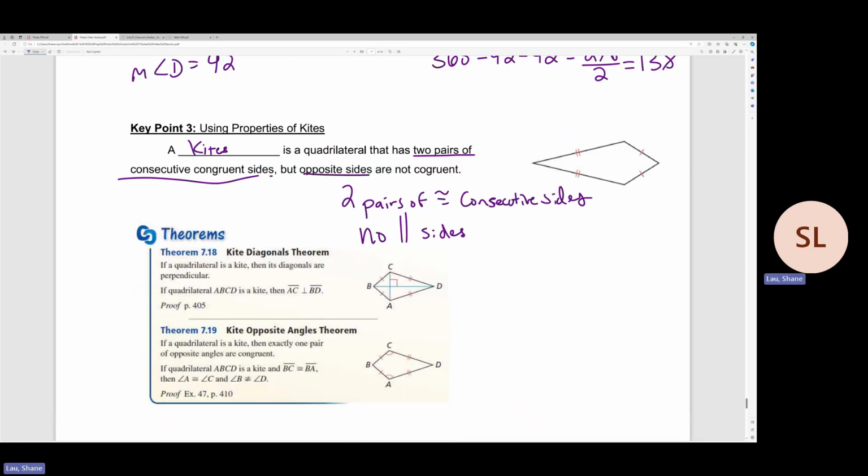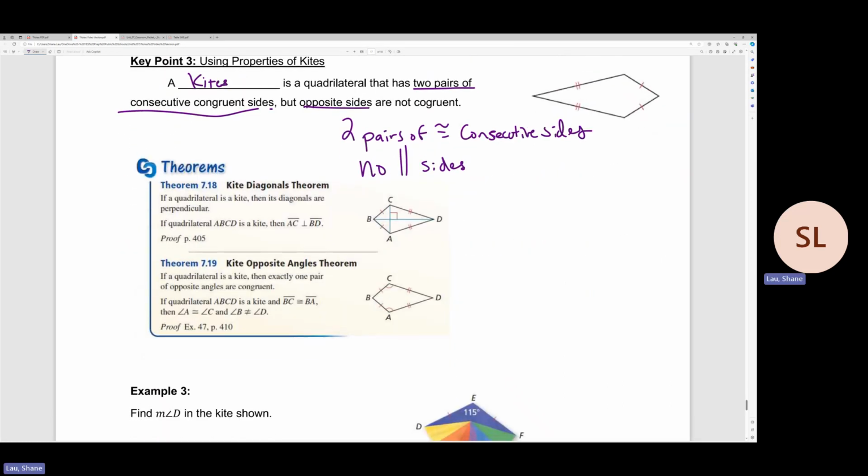I think a very important thing you should know about kites: we have no parallel sides. Whereas everything else we've talked about had at least one pair of parallel sides. This one has none. Zilch, nada. None. Okay.